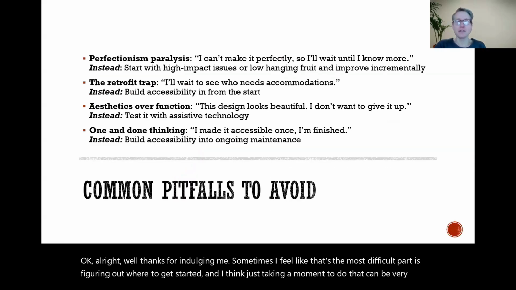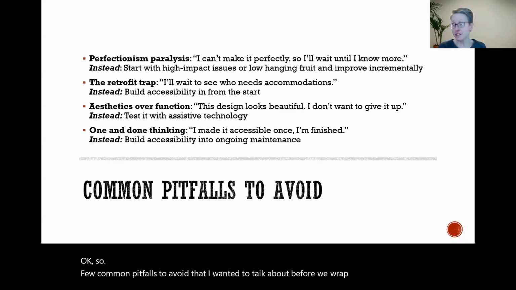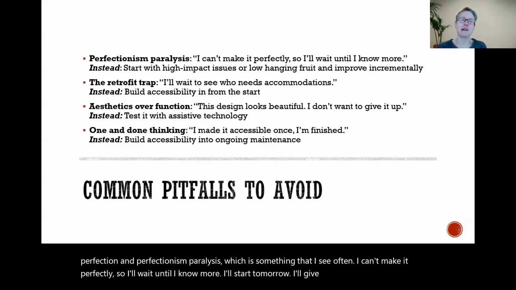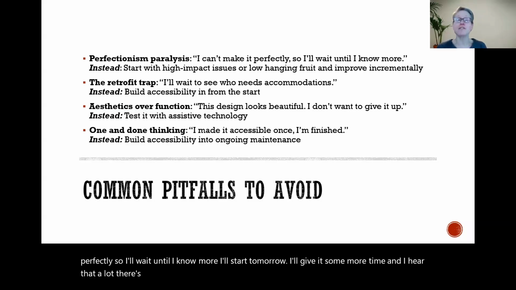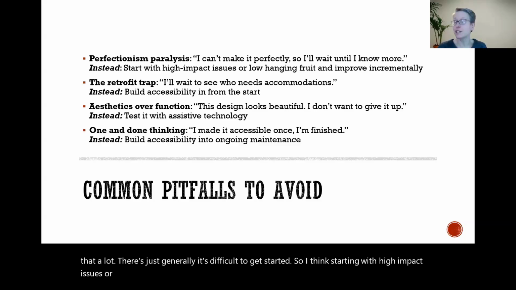Okay, so a few common pitfalls to avoid that I wanted to talk about before we wrap up. We've got perfectionism paralysis, which is something that I see often. I can't make it perfect, so I'll wait until I know more, or I'll start tomorrow. I'll give it some more time. And I hear that a lot. There's just generally, it's difficult to get started. So I think starting with high impact issues or low hanging fruit and just improving incrementally is important. Progress doesn't have to be perfect.